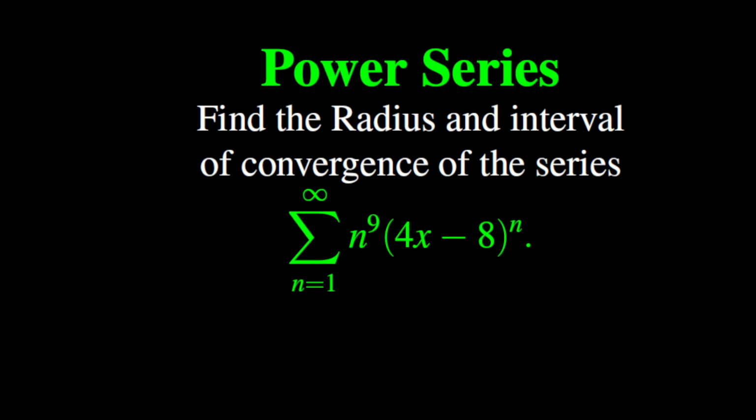In this problem, we will study the convergence of the power series with terms n to the power 9 times (4x minus 8) to the power n. We will precisely determine the radius and the interval of convergence of this series.